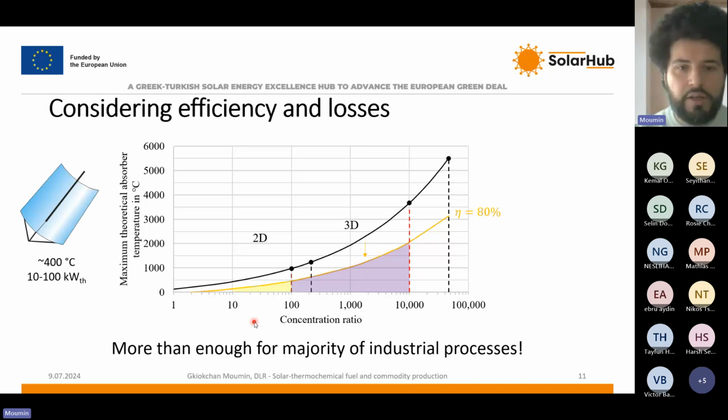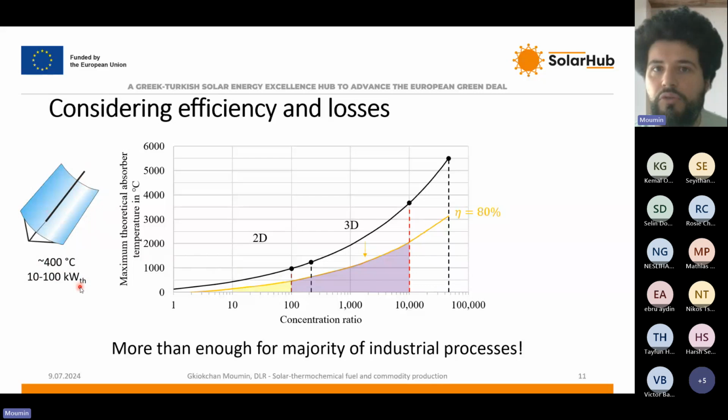And if we look at the real applications for line focusing systems, we have plants with around 400 degrees C, because the temperatures here, of course, assume ideal heat transfer fluids and everything. So you really have to find the proper heat transfer fluid, proper building materials, which is also a challenge in itself. All right, so for line focusing, we can achieve around 400 degrees C, and generally one unit is in the size of 10 to 100 kilowatts.